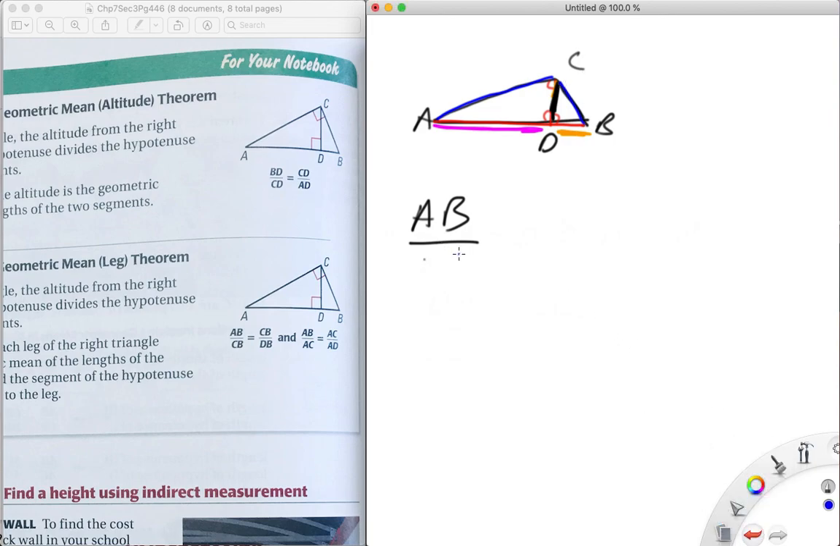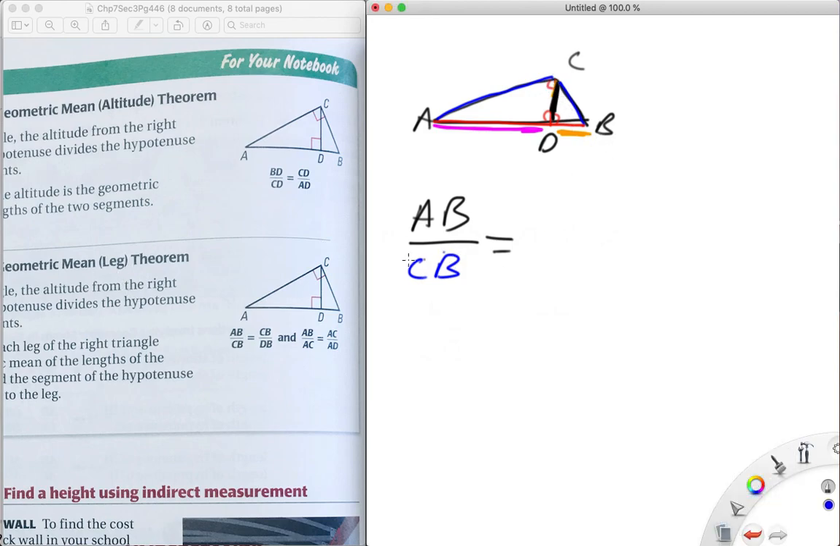Now notice that CB is also the hypotenuse of the smallest triangle, across a 90-degree angle. This is going to be the geometric mean. CB is the hypotenuse of the smallest triangle, while it's also the shortest leg of the biggest triangle. So the reason it's called the mean of the legs is because it's the leg of the biggest triangle.